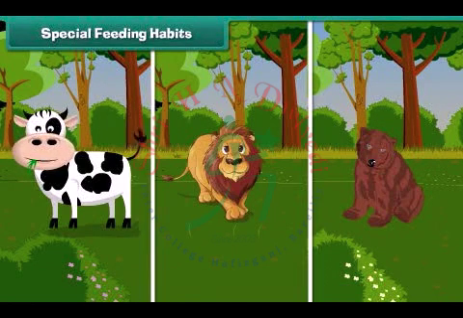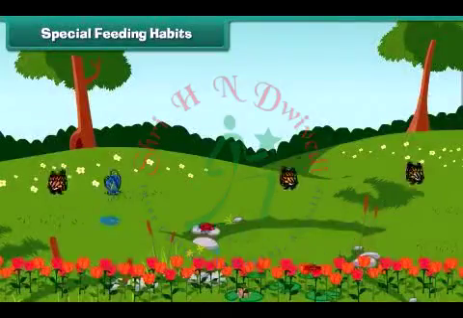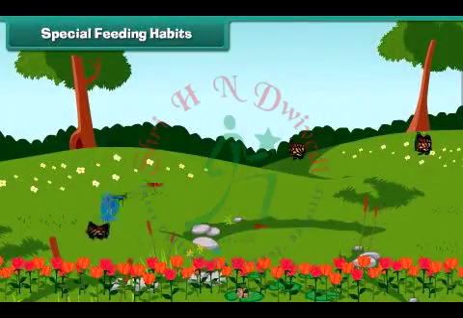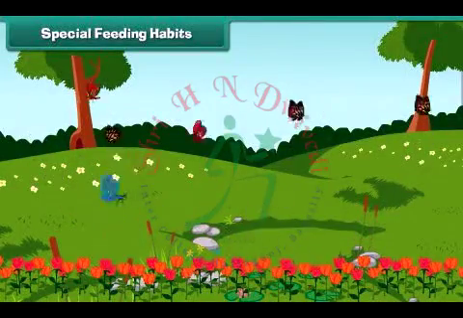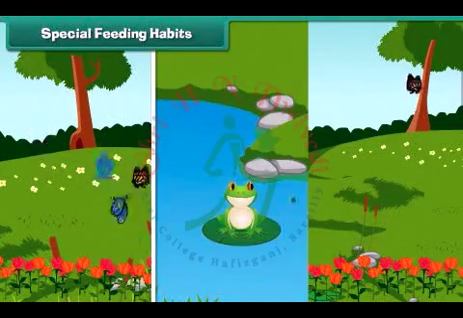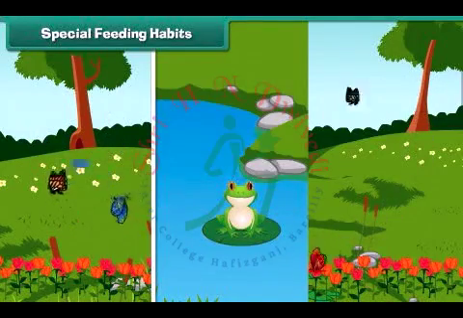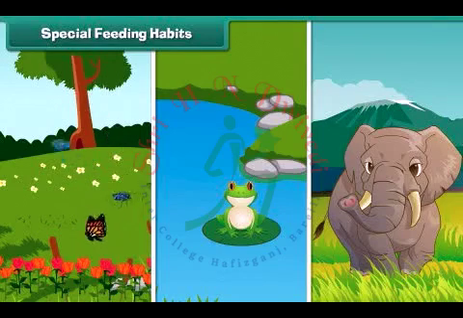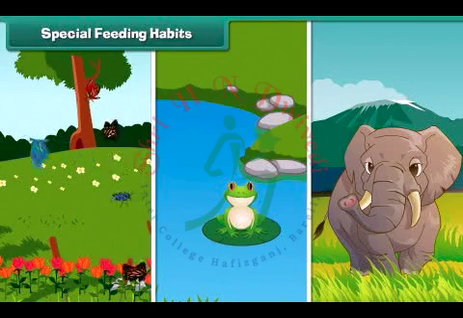After having knowledge of general eating habits of animals, let us now learn about the special feeding habits of animals. In fact, some animals eat their food in very special ways. For example, a butterfly sucks nectar from flowers with the help of a long tube present in its mouth. Frogs have a sticky tongue to catch insects, while elephants use their long trunk to detach tree leaves.